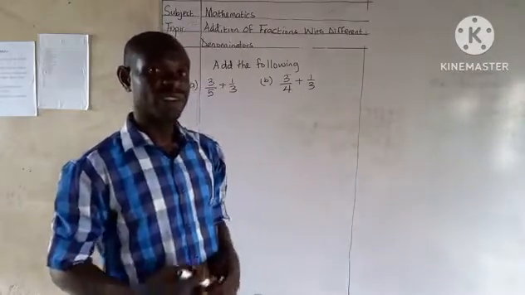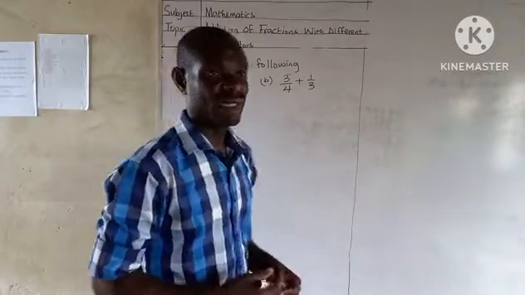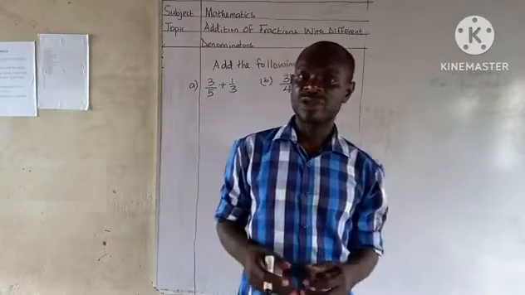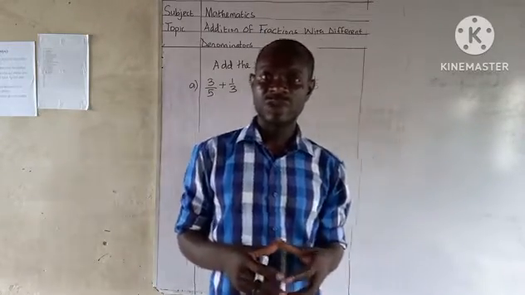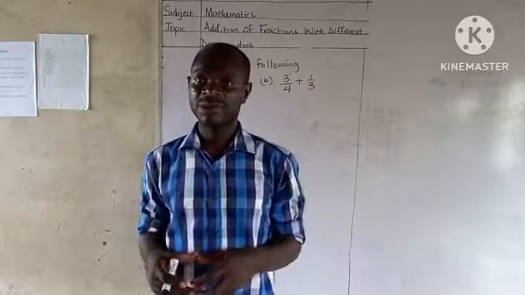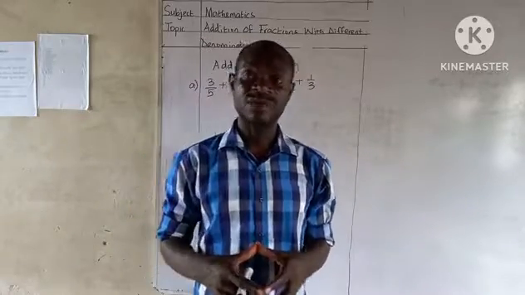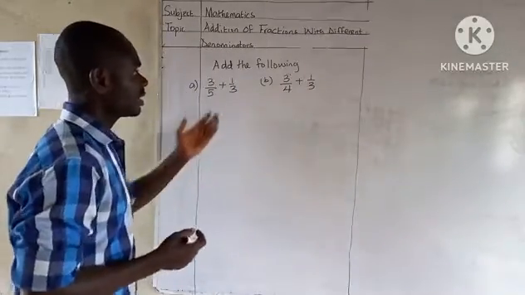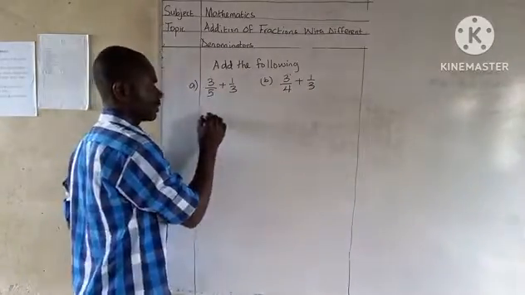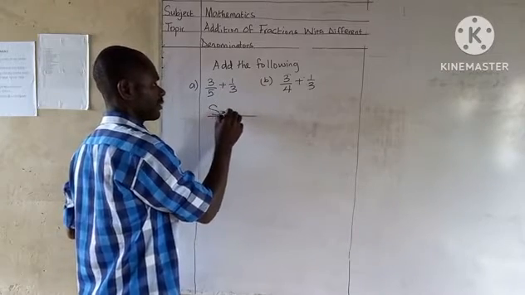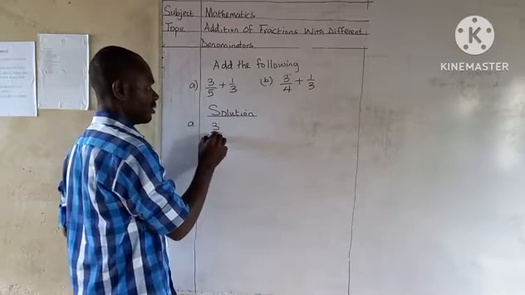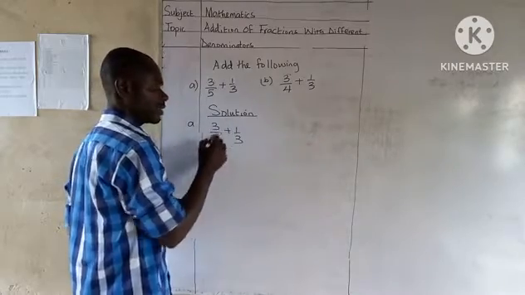So in our previous lesson, we learned how to add fractions with different denominators. I promised that we're going to use a different method to solve that same problem, to add fractions with different denominators, and that is what I'm doing today. Now, I have the following. For A, we have 3 over 5 plus 1 over 3.